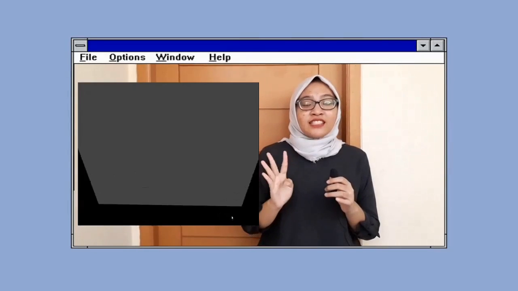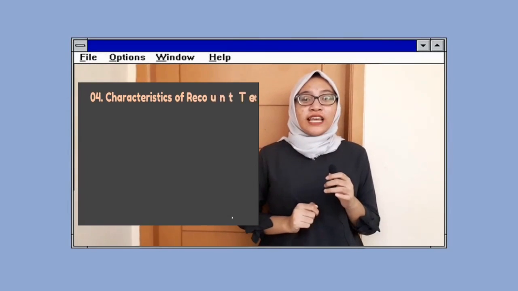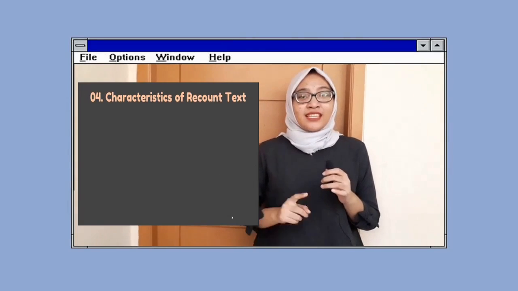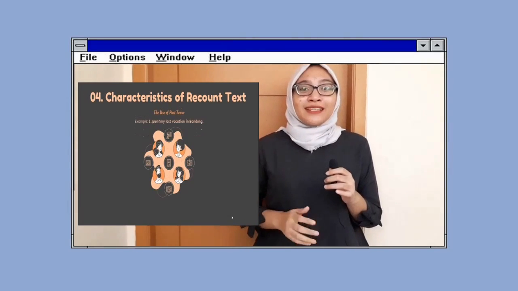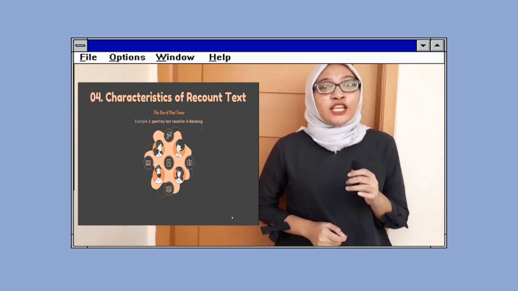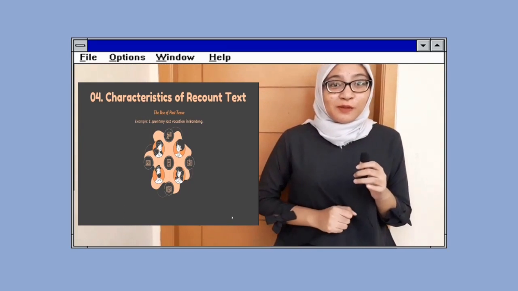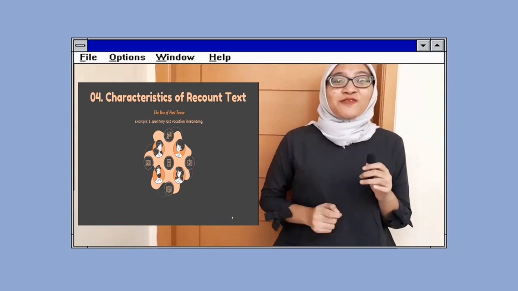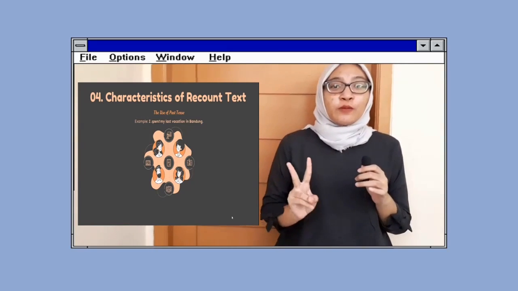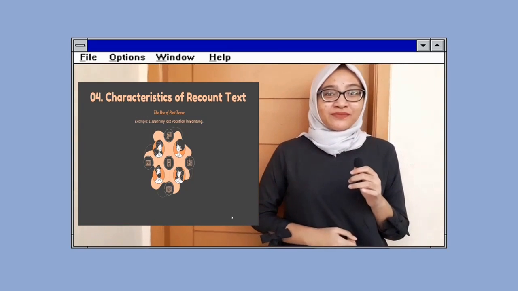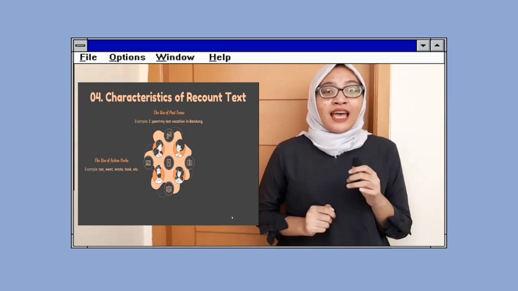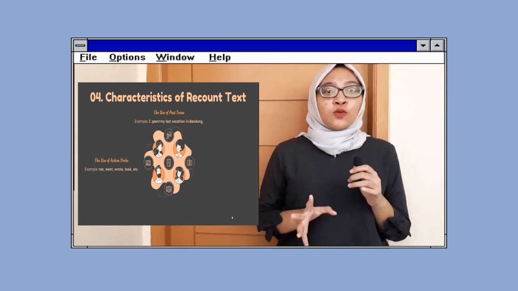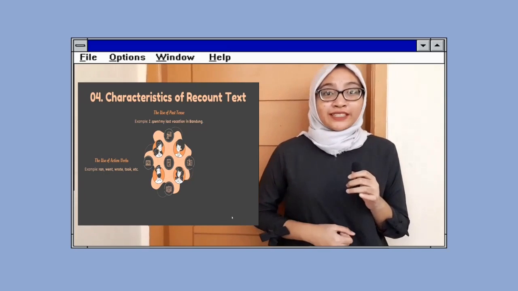The fourth topic is language features, and it is also known as the characteristics. The first characteristic of recount text is it has to be in the past tense form. Class, do you know which verb form we use in simple past tense? That's right, we use the second form of the verb in simple past tense. The second characteristic is the use of action verbs. Action verbs tell what the subject of the verb is doing.